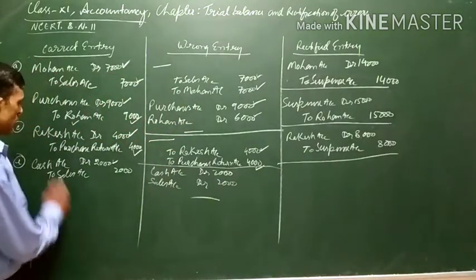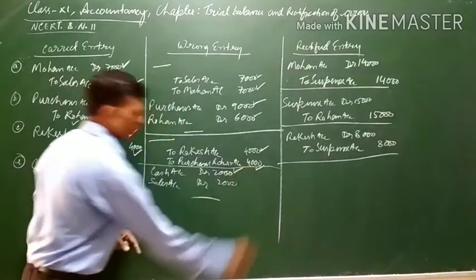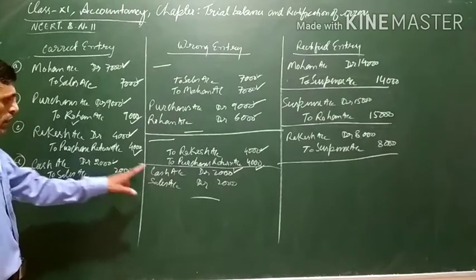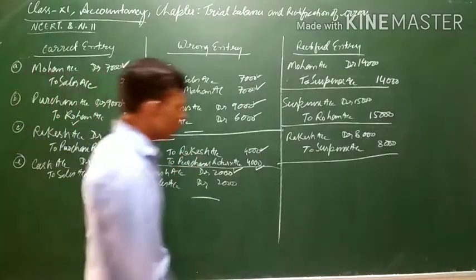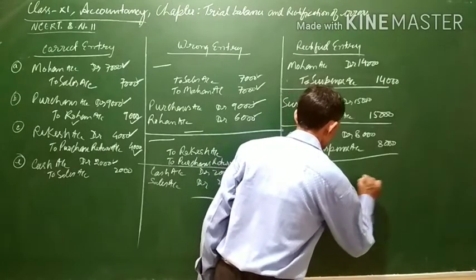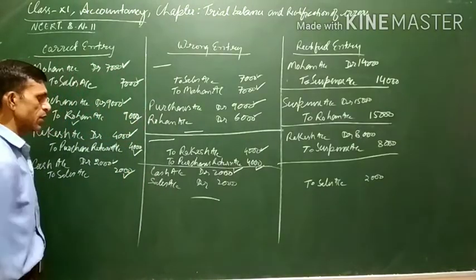Now you can see cash account was to be debited, and cash account has been debited. So no correction is required here. Sales account should have been credited, but it has not been credited. So what do we have to do? We have to credit sales account with 2,000. So this correction has been done.